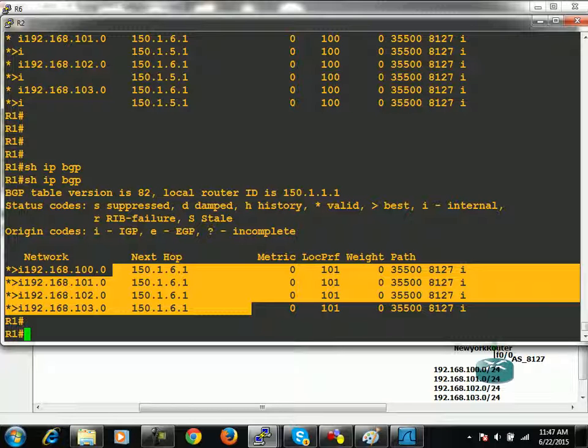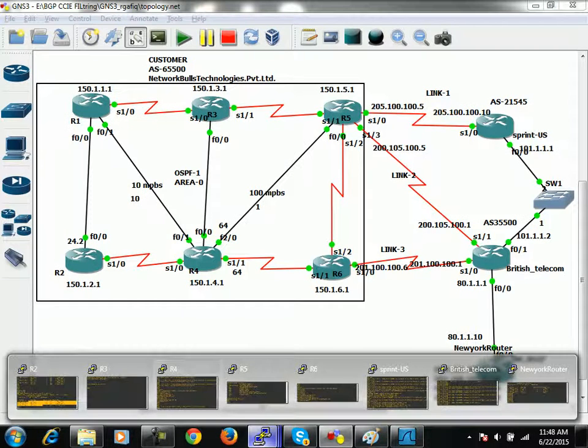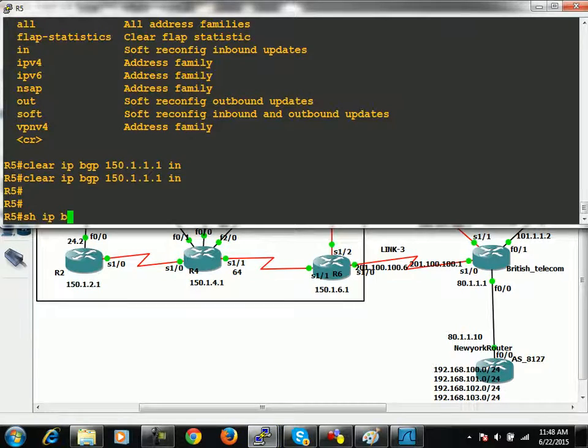You know why? Because whenever R1 came to know that its best path is via R6 to reach all these prefixes, and local preference is 101, it will also advertise the same update in the direction of R5. It will inform R5. Now move on R5, show ip bgp, check its BGP table.